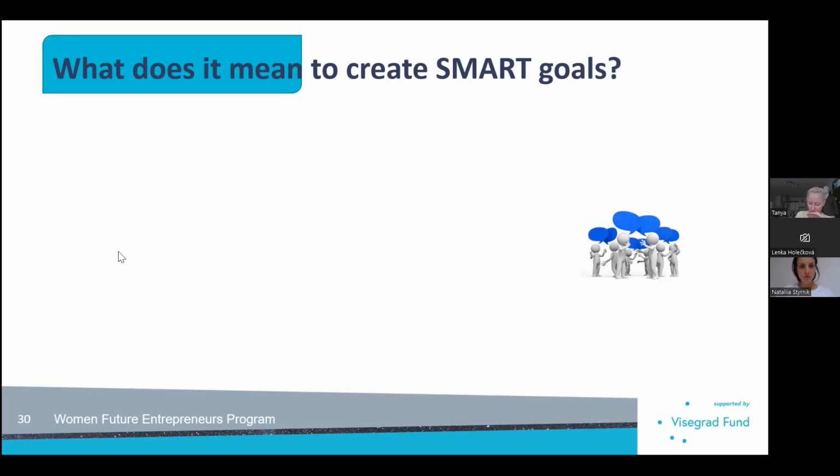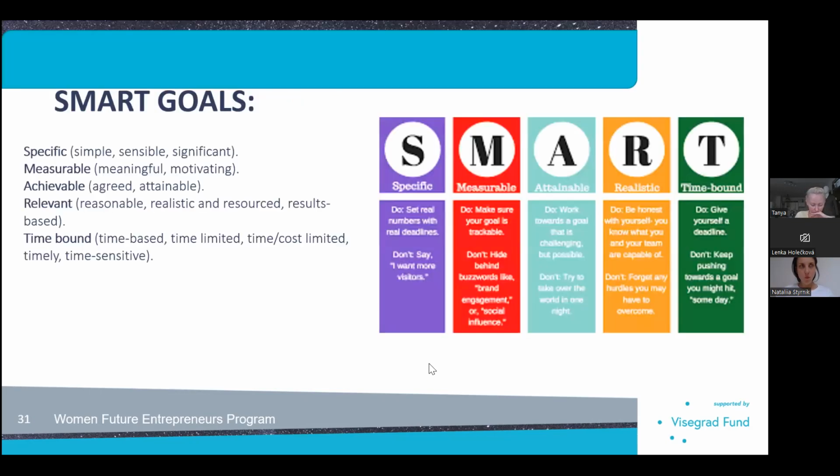So just let me summarize these goals for you to remind you of them, because the goals should be as specific as you can specify them, because they should be simple and significant. So you should outline them as clearly as possible. Then measurable and achievable at the same time, because you must be motivated to reach these goals. Then also relevant and realistic.